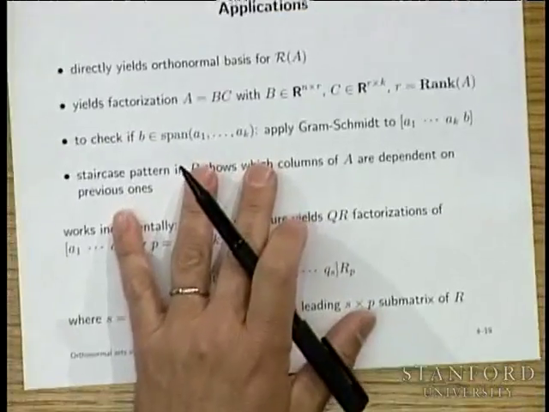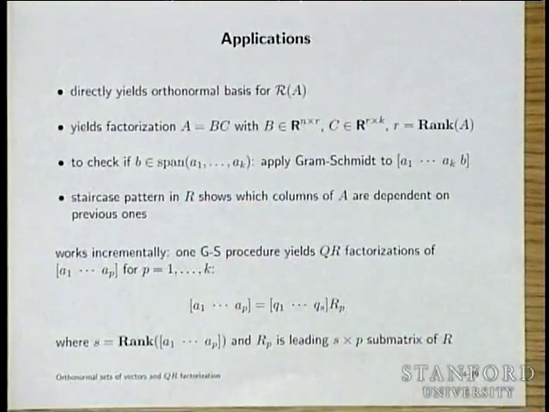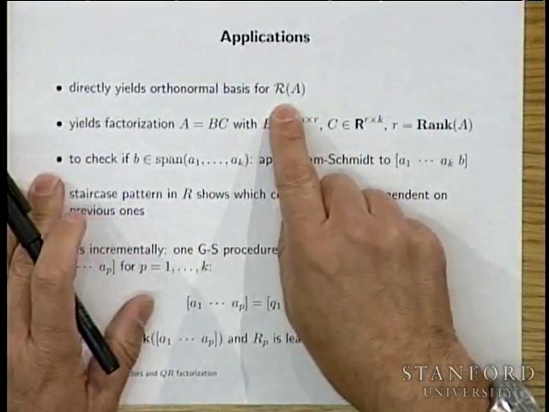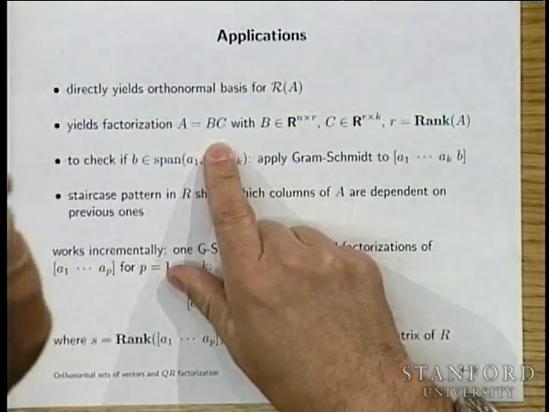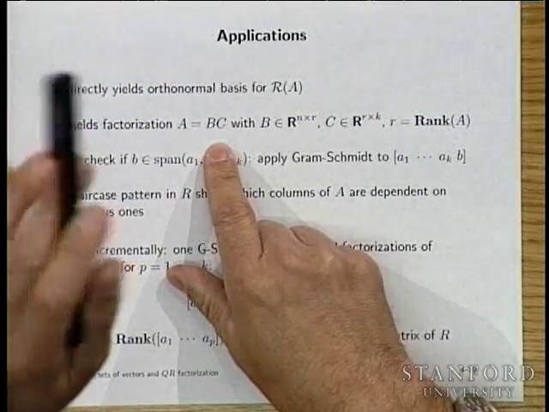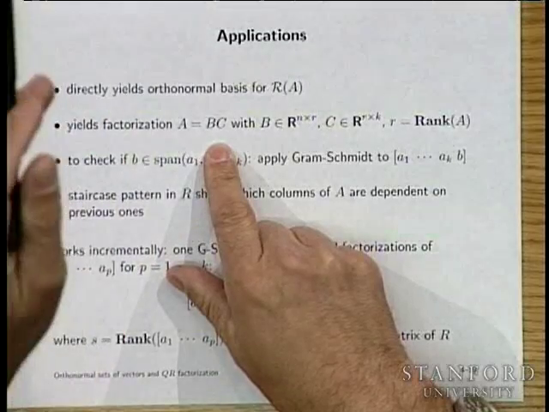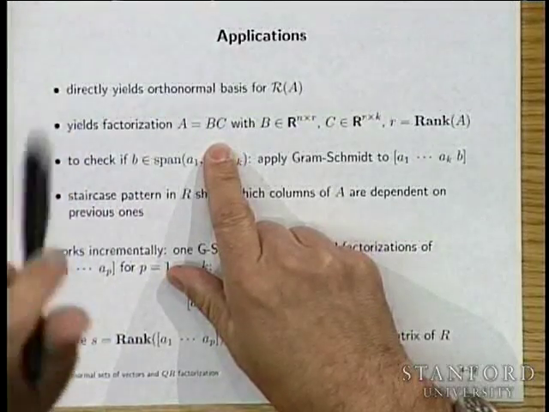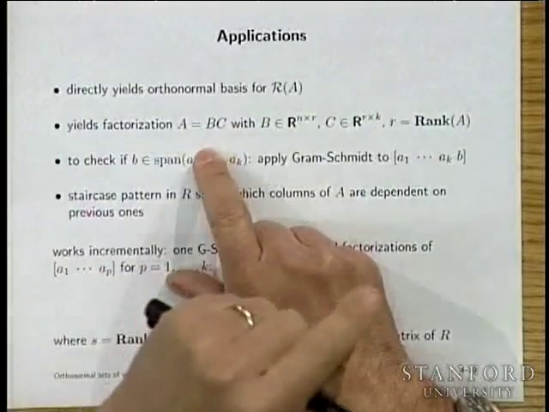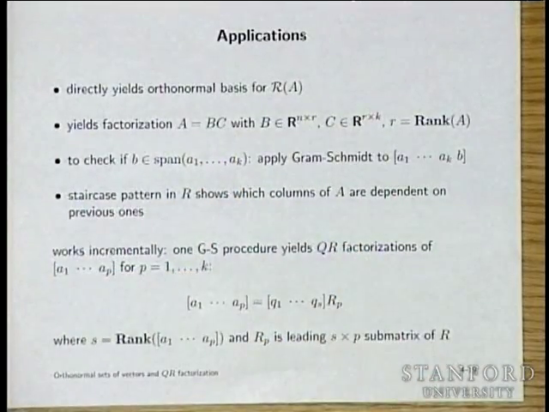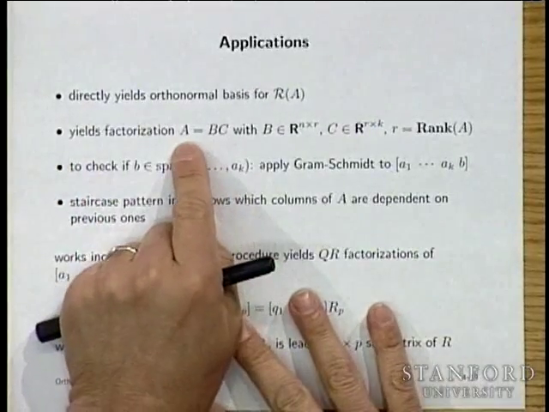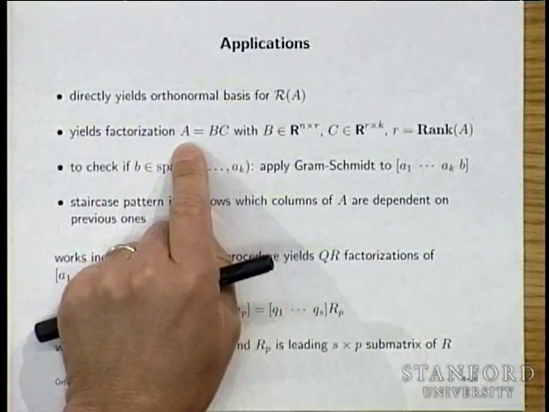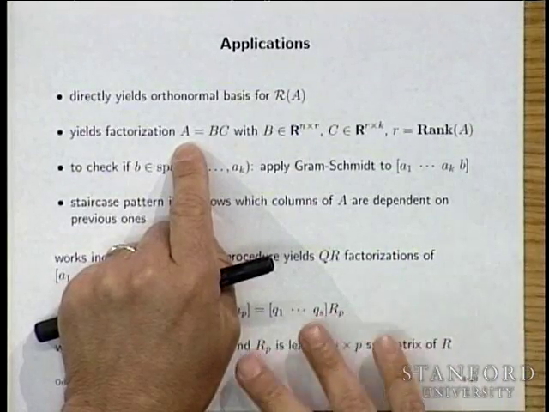All right, let's talk about some applications of this. It directly yields an orthonormal basis for the range of A. Now I'm going to go back. Remember, I went on a little detour a little ahead of time. Now it's actually time to pop something off our stack of unproved assertions. Earlier in the class, there was a factorization interpretation of rank.